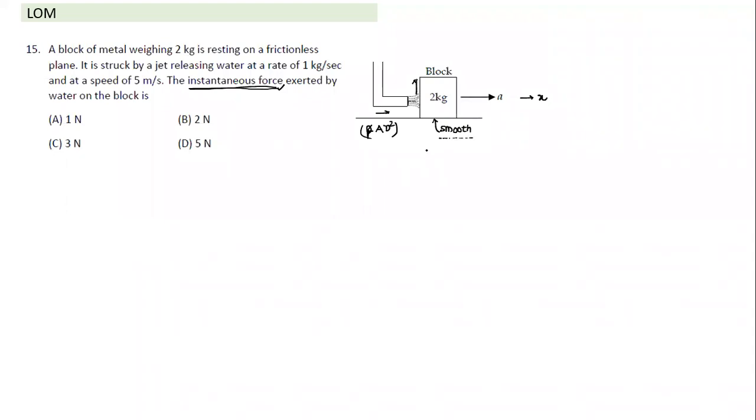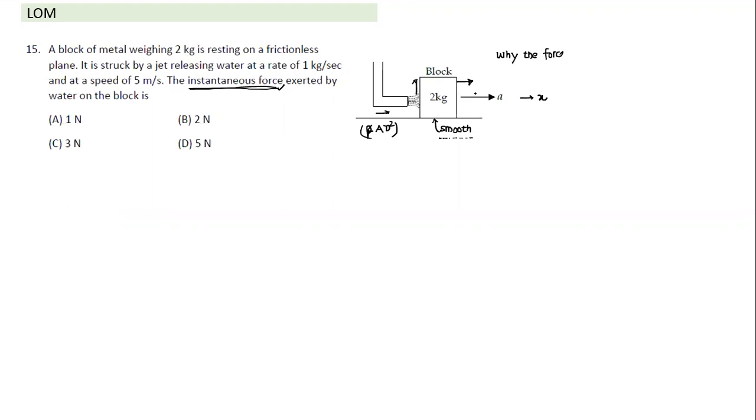The block will get 5 meter per second velocity and then it will become 0. So what will happen? As soon as the block starts moving, the force on the block will change. Can you tell me why the force on the block will change?